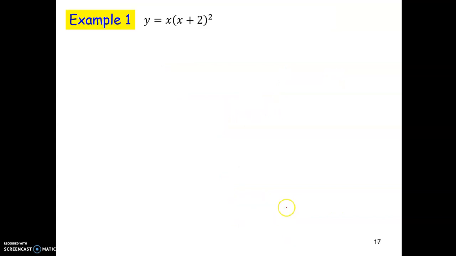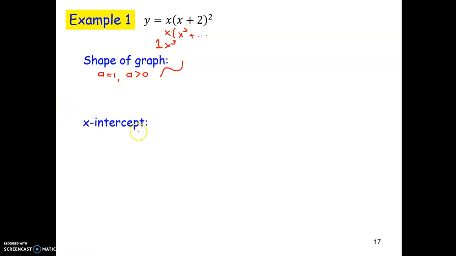So example 1, we have y equal to x multiplied with (x plus 2) squared. So first, the shape of the graph. If you try to expand this, you're going to get x multiplied with x squared, so that means we have positive x cubed, or 1x cubed. So that means a is equal to 1, a is greater than 0. So when we draw our graph, we always start from the right hand side and go to the left hand side. Okay, so for the x-intercept, we have to let y equal to 0.